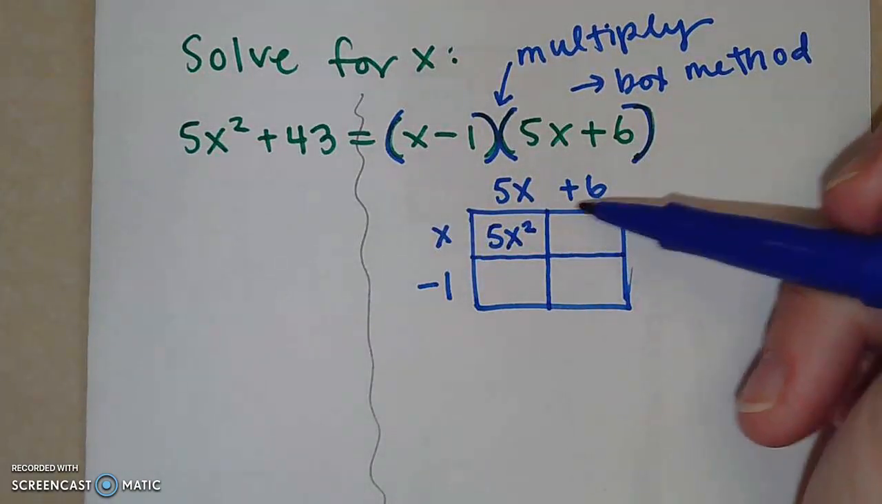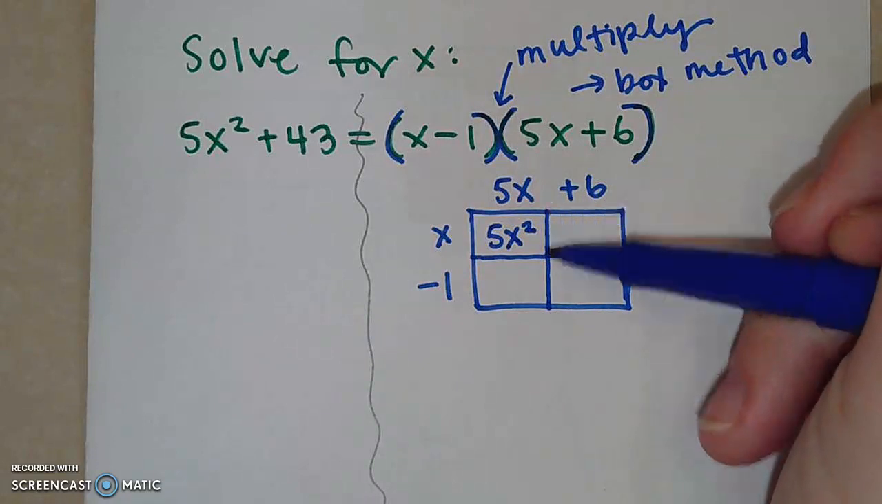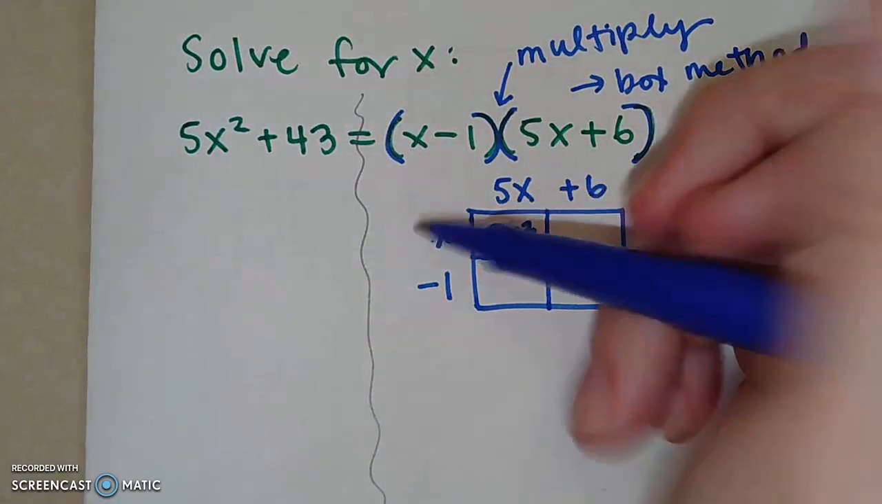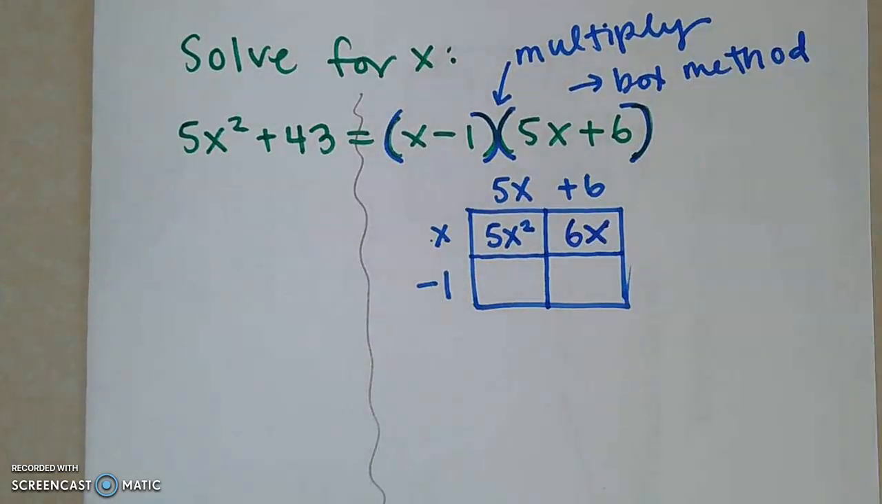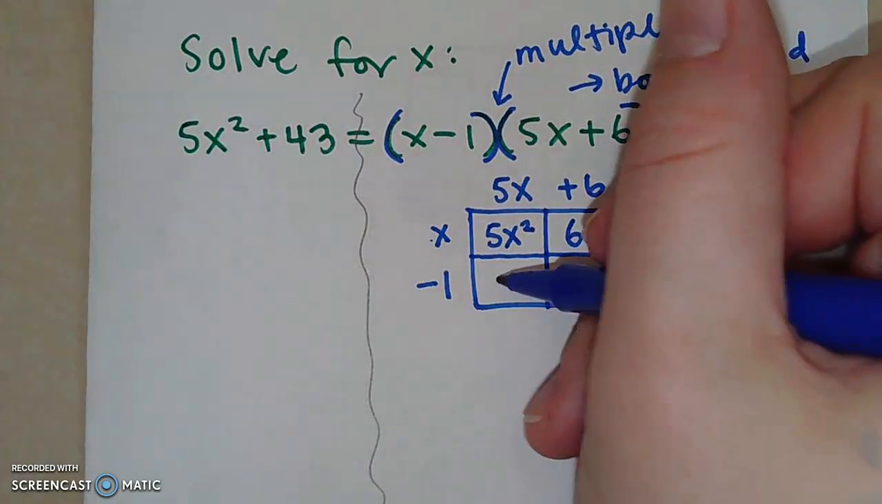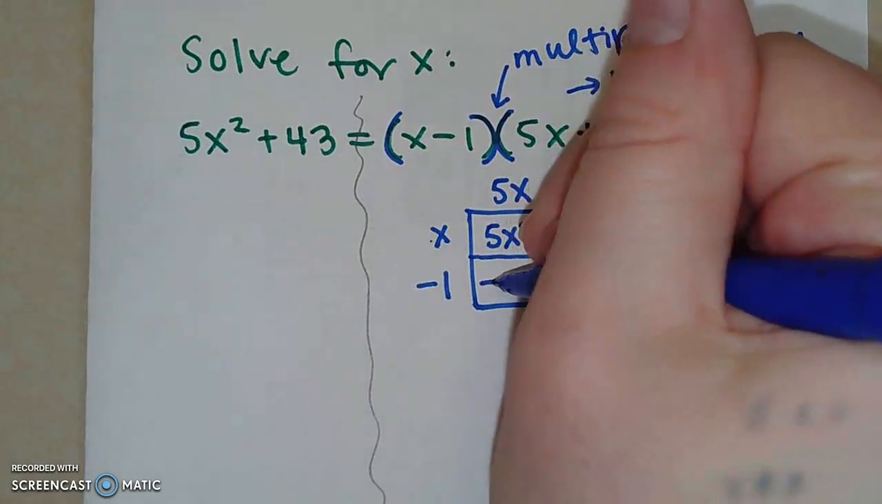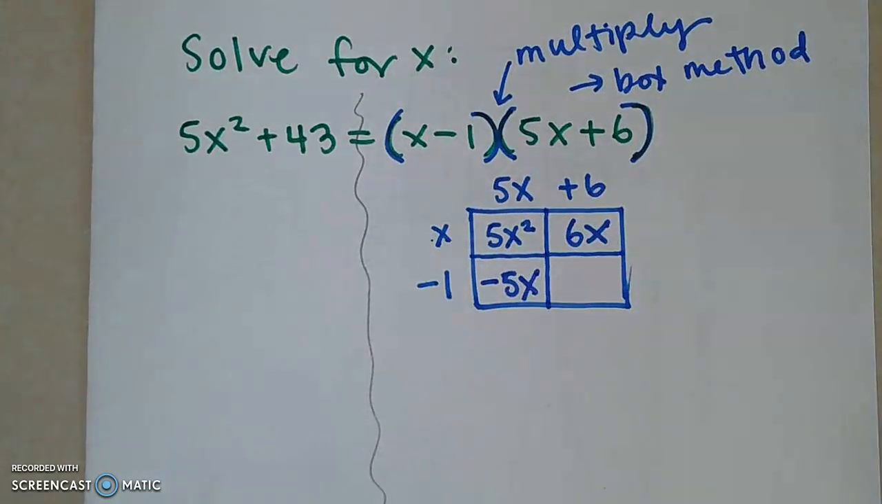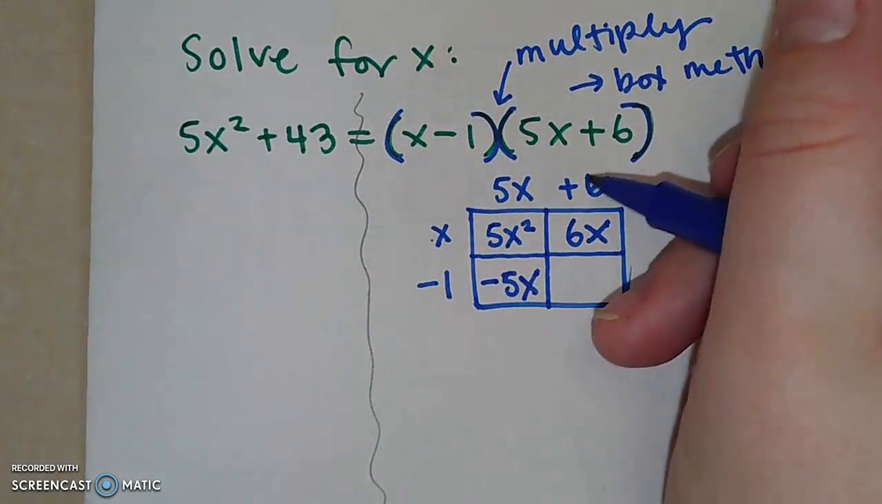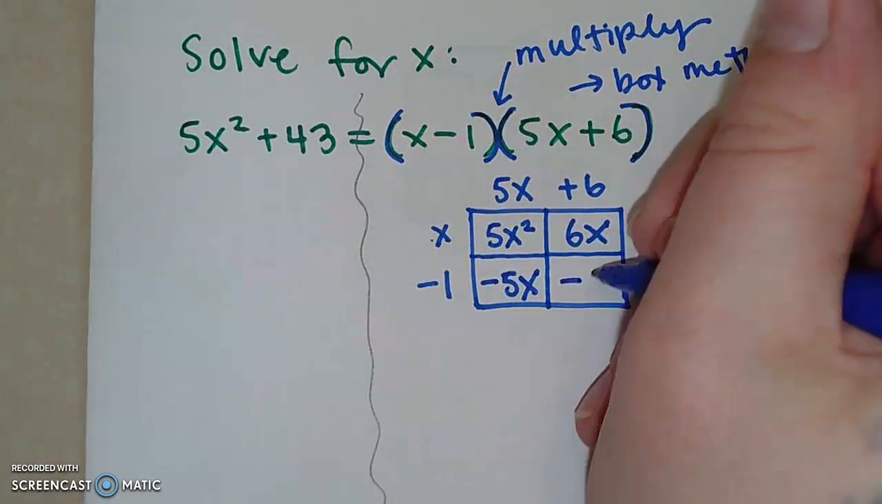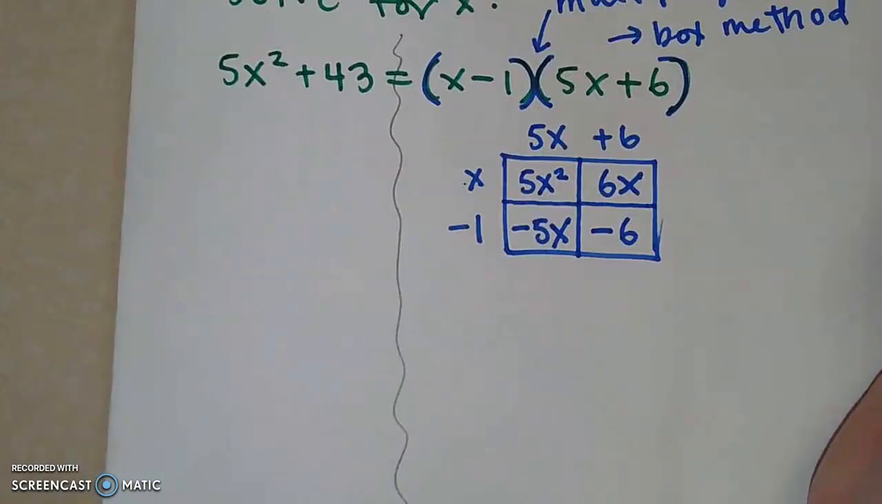Let's do the next box. I see the width is 6, the height is x, 6 times x is 6x. Next one, 5x times -1 will give me -5x. And finally, 6 times -1 is -6. Okay.